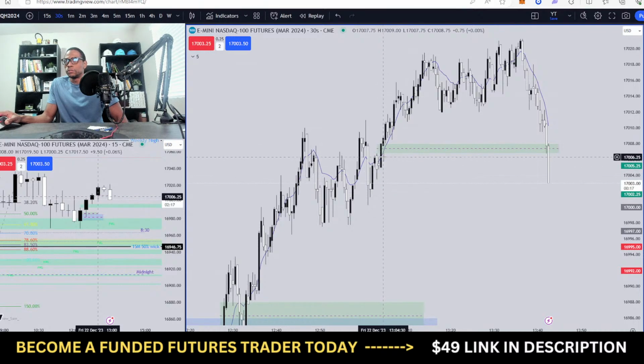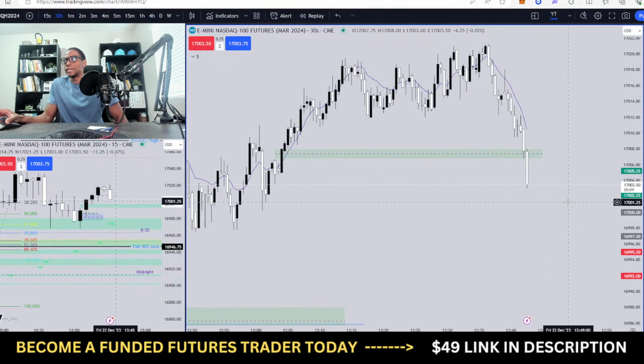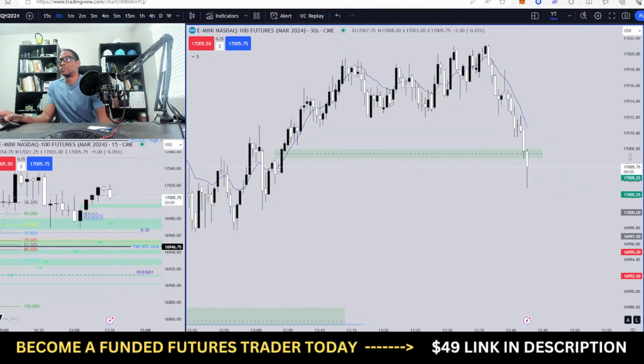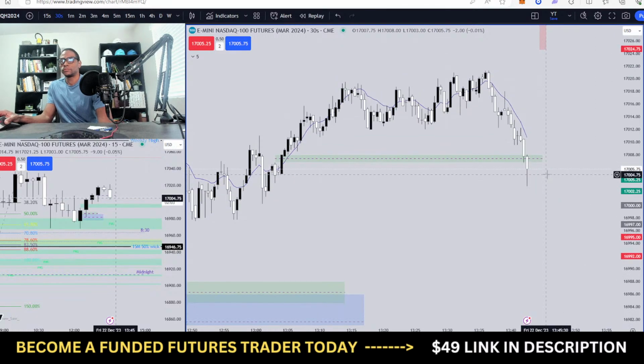Oh, right here, the fair value gap. I was looking to see if this was going to hold price, if it would have come down, hit the 50%, and then pushed up more. It did not. All right, brother Free. Looks like first target hit.